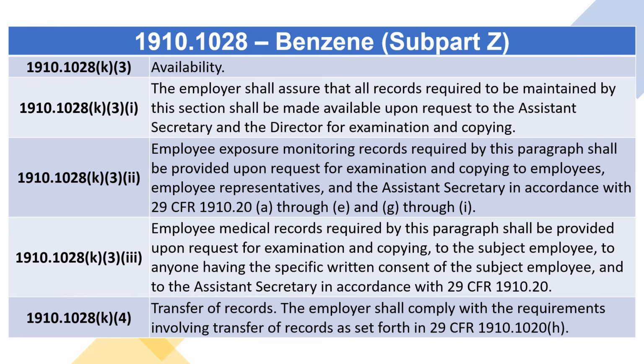Employee medical records required by this paragraph shall be provided upon request for examination and copying to the subject employee, to anyone having the specific written consent of the subject employee, and to the Assistant Secretary in accordance with 29 CFR 1910.20. 1910.1028(k)(4). Transfer of records. The employer shall comply with the requirements involving transfer of records as set forth in 29 CFR 1910.1020(h).